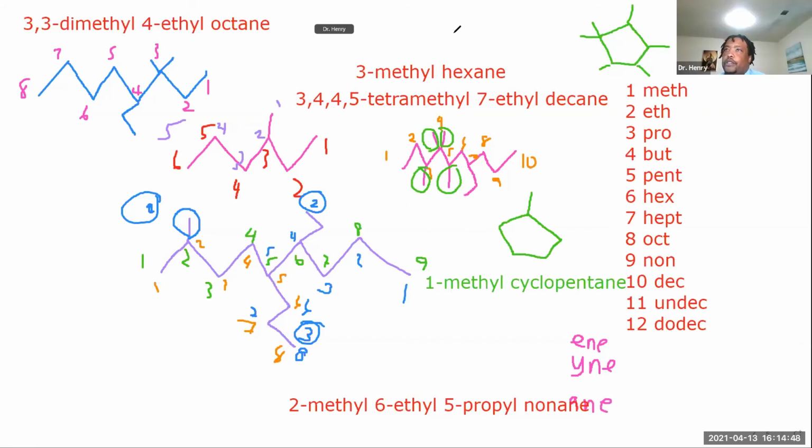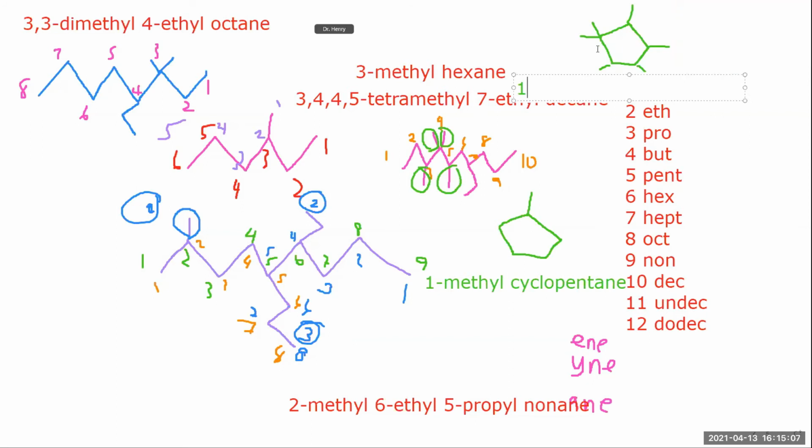So in this case, you'd call this, how many methyl groups do we have? One, two, three, four, five, six. So you'd say 1,1, because you could use the one. It doesn't matter which one you choose. Put it anywhere, right? Yep. 1,1,2,3,4,5.